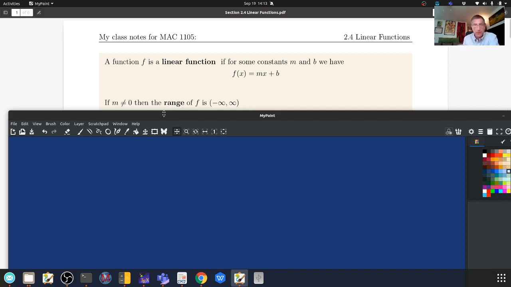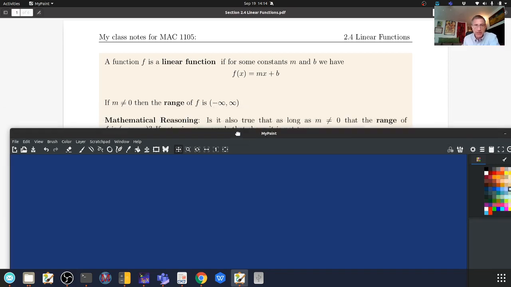So if you're following along and your notes say domain, scratch that out and put in range. So this is a theorem, it's a fact. If m is not equal to 0, and that's our function, f of x is equal to mx plus b, then the range of f, that's all of the values that the y coordinate takes, is minus infinity to infinity.